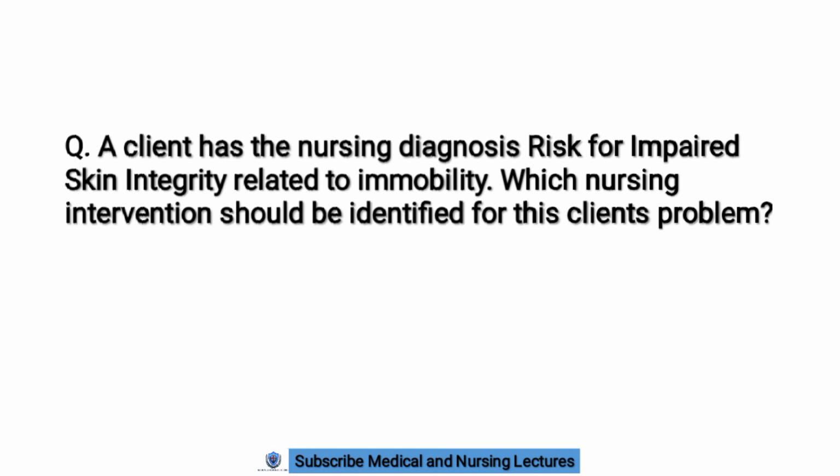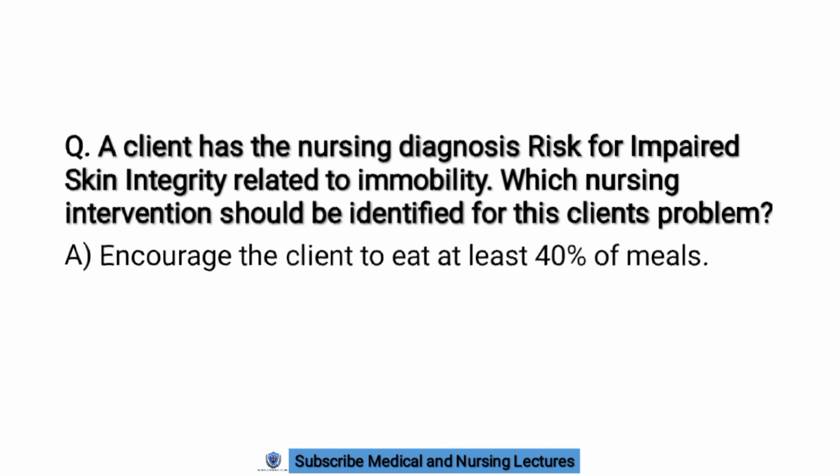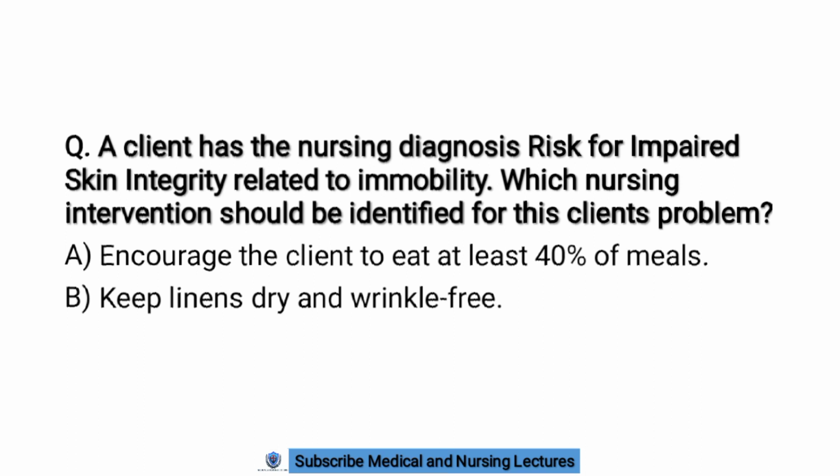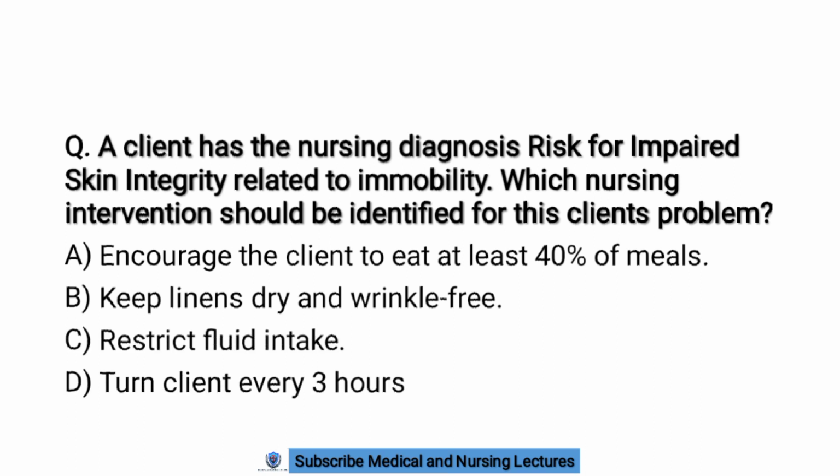A client has a nursing diagnosis of risk for impaired skin integrity related to immobility. Which nursing intervention should be identified for this client's problem? Encourage the client to eat at least 40% of meals, keep linens dry and wrinkle free, restrict fluid intake, turn client every 3 hours. So here option B is the correct one. Nurse should keep the linens dry and wrinkle free.